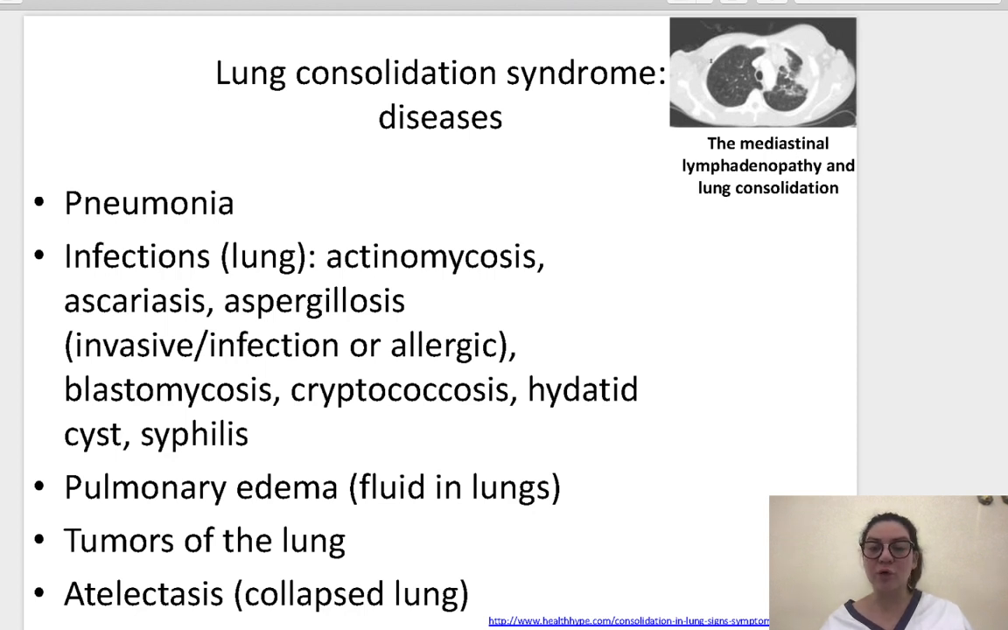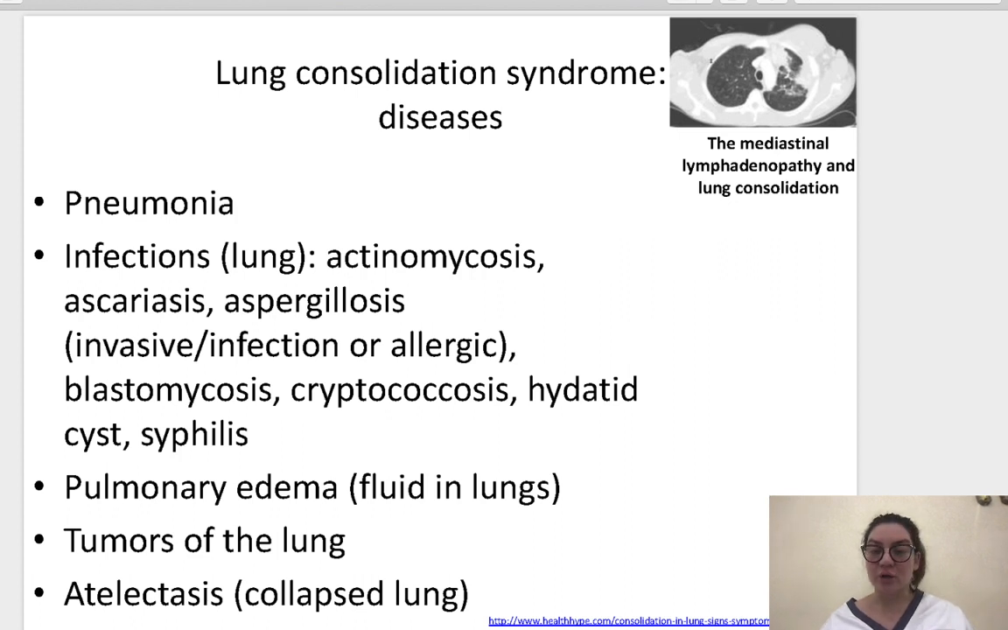Moreover, it can be tuberculosis. We will talk more about it, and you will get more information in your phthisiology courses. And nearly all types of infections, such as parasitic, fungal, viral and bacterial infection, can lead to some inflammation in the lung and, as a clinical manifestation, lung consolidation syndrome.